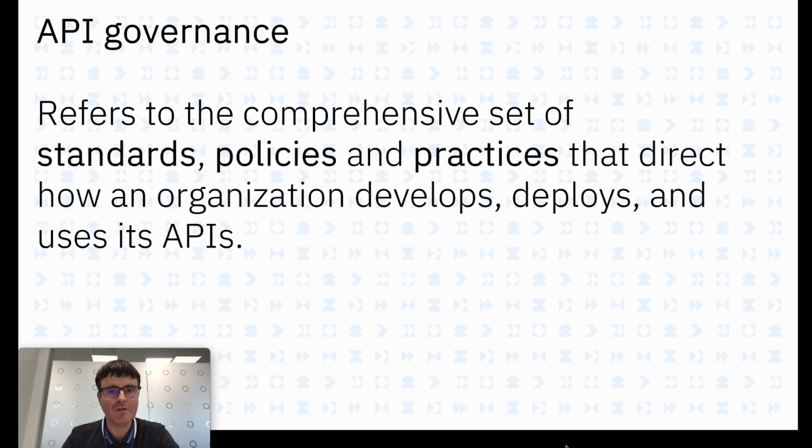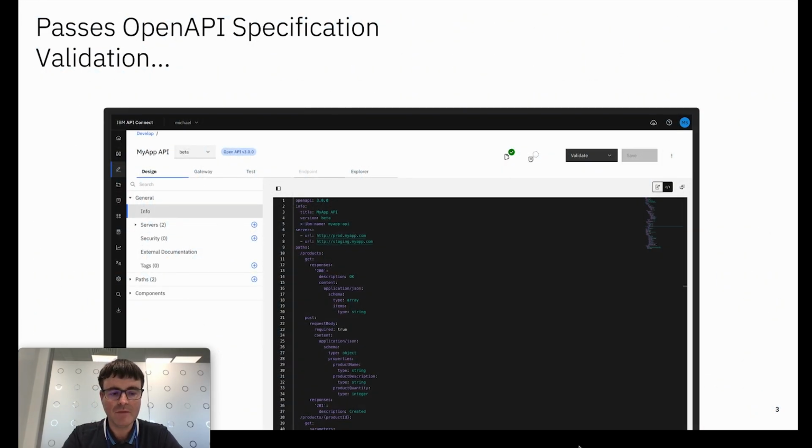So API governance is actually a very broad topic. In the context of this presentation today, when I talk about API governance, what I'm referring to is the comprehensive set of standards, policies, and practices that cover how an organization will develop APIs, deploy them, and how they get used as well. So let's take an example of what we mean by this.